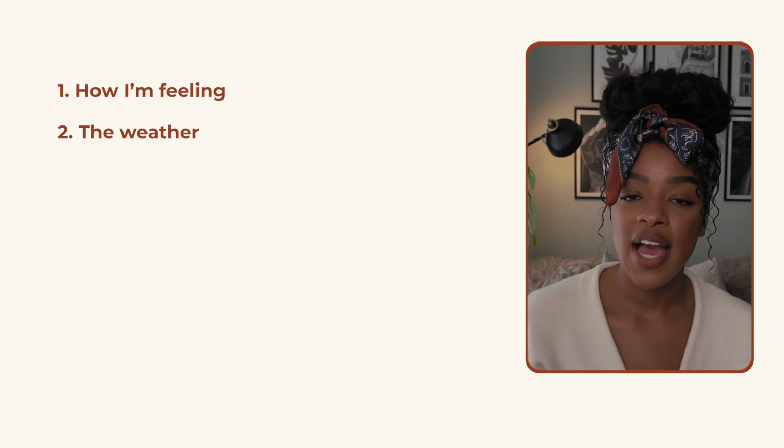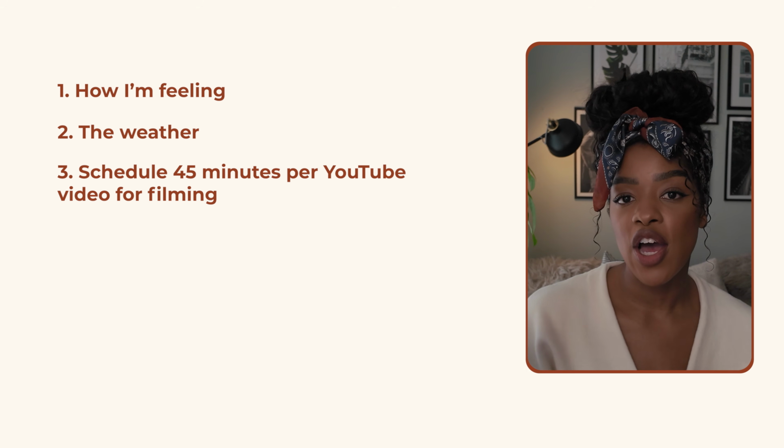Also, in case you're wondering, I usually schedule 45 minutes per YouTube video for filming. Sometimes it takes me longer. Most of the time it takes me less than that. So usually by the time that I've filmed 3 videos, everything's balanced out and I've given myself enough time.